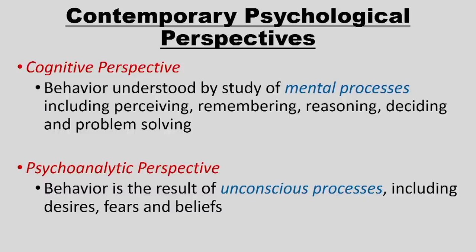Then you have the cognitive perspective, and what is the cognitive perspective? It says that behavior is understood by a set of mental processes including perceiving, remembering, reasoning, deciding and problem solving. If I want to explain a certain behavior, it can also be understood in terms of what a person thinks, how a person perceives something, what thinking and decision making process is going on in his brain, and based on these processes, the person does a certain act.